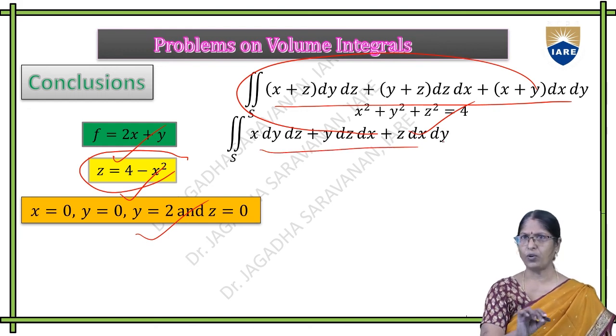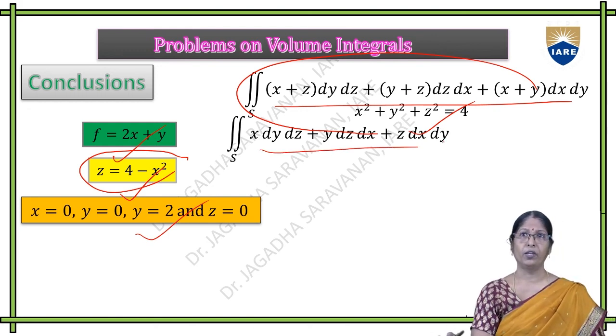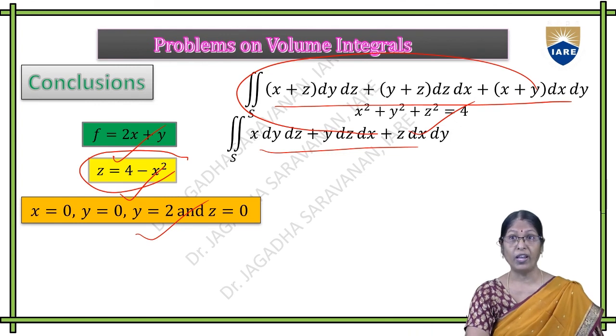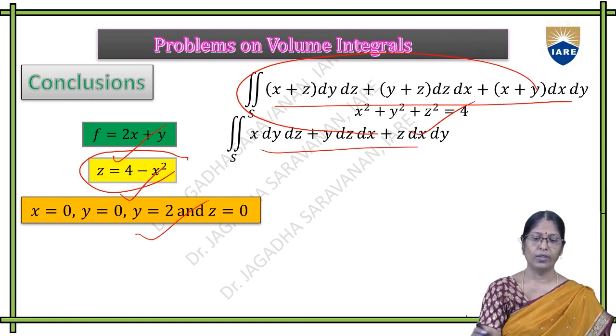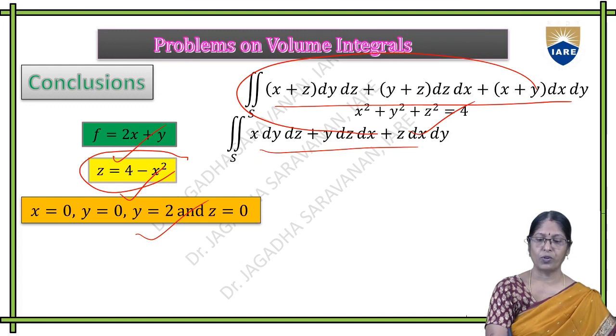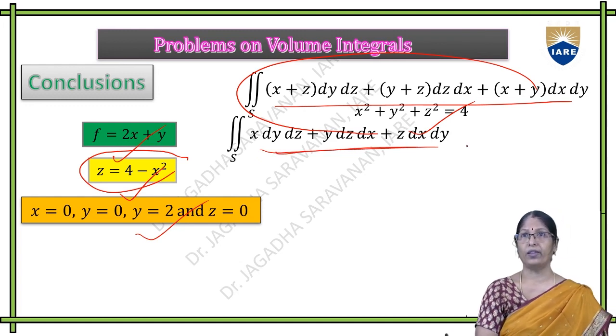Here, we didn't calculate the surface integral at all. But in the question which is given, it says evaluate the surface integral. But we did the volume integral using the Gauss divergence theorem. That is, by the Gauss divergence theorem, the surface integral is equal to the volume integral of the divergence of that particular function. Now, in this problem also, the function which is given is x dy dz plus y dz dx plus z dx dy.